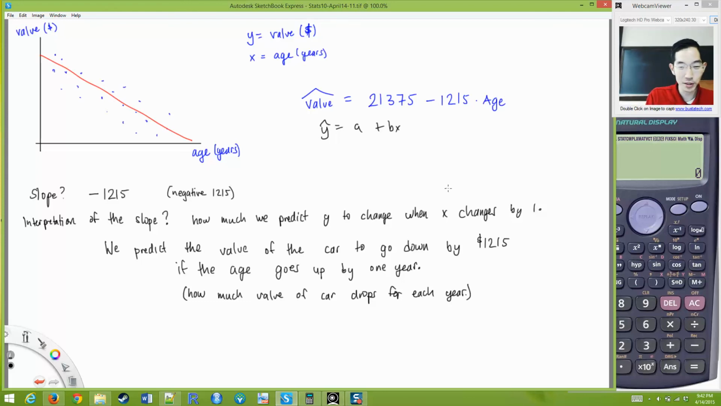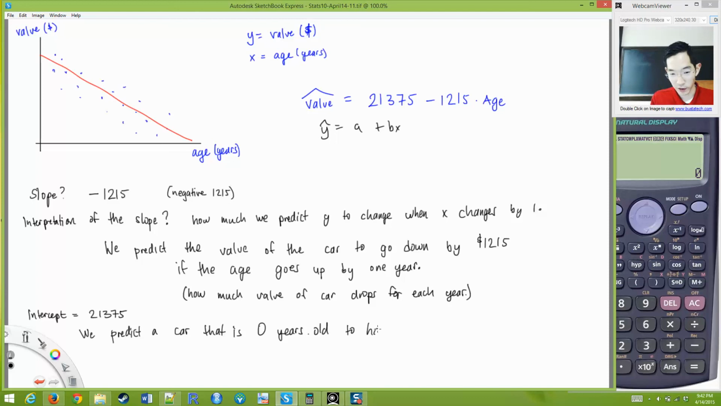Okay. So that is the slope. What is the intercept? The intercept is 21375. And what is the interpretation? That's 0 years old. So if a brand new car, a car that's 0 years old, we predict it to have this much value. We predict a car that is 0 years old to have a value of 21375. And in this problem, it makes sense, because we can imagine a car that is 0 years old.